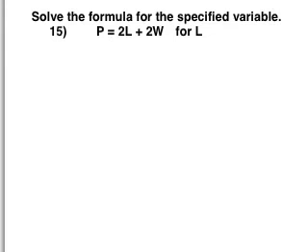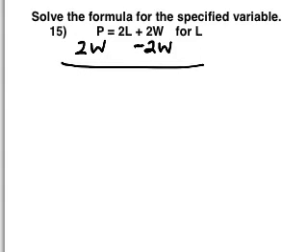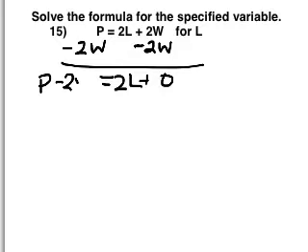So this is the variable we're solving for, L. We want to get the L standing alone, so we'll have to add a negative 2w to both sides. Remember, we're just doing the same thing we've always done with other equations. We're working more with numbers. Here we're working with other variables. Okay, so this becomes 0. We have 2L, and on this side we're adding negative 2w. This becomes p minus 2w.